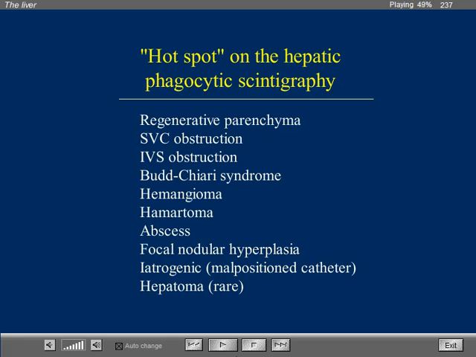We can also see it in patients who have caval obstruction, both superior as well as inferior vena cava obstruction. In the Budd-Chiari syndrome, particularly in the region of the caudate lobe, hemangiomas, hamartomas, abscesses, focal nodular hyperplasia, iatrogenic conditions such as malposition of catheters, and rarely in hepatomas, we may see increased activity, the so-called hot spot on the hepatic phagocytic scintigraphic examination.